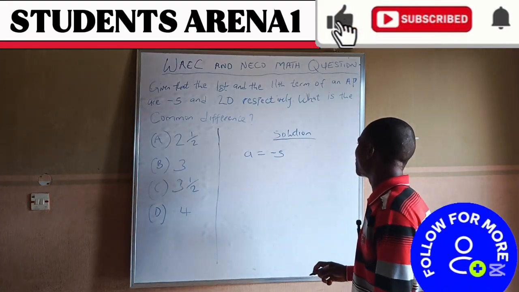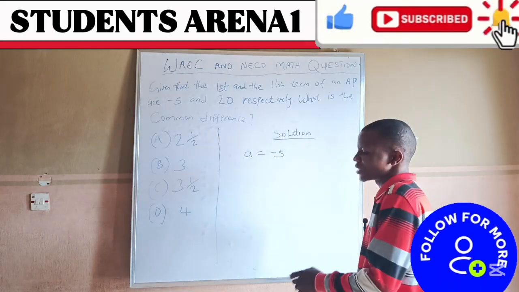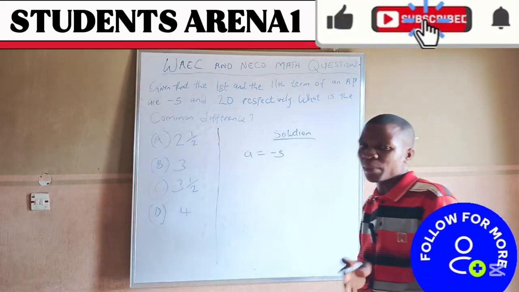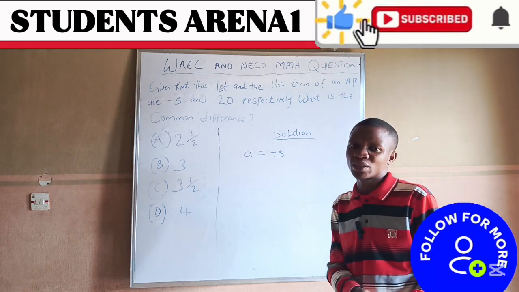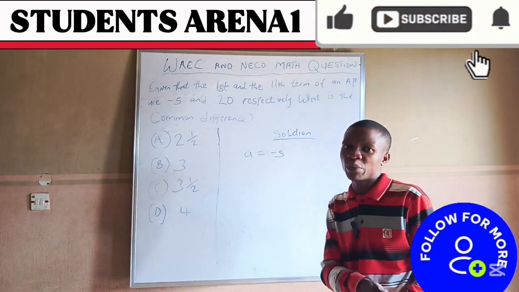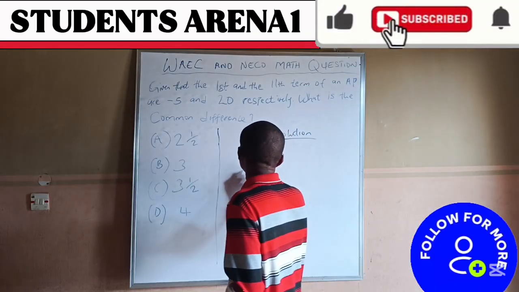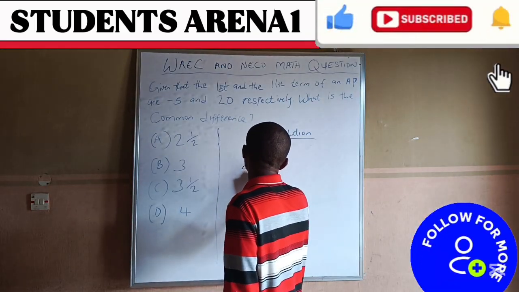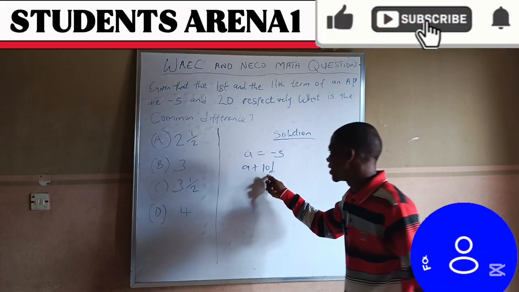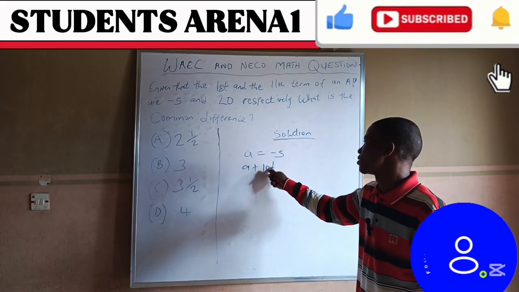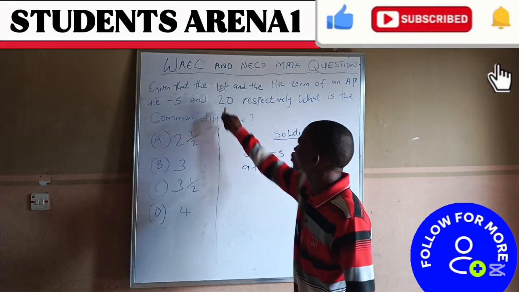How do you represent the 11th term? For the 11th term, you minus 1 from 11, then you get 10. Then you multiply 10 with D, that will be 10D. And then you add A to it. What I mean is that for the 11th term, this is A plus 10D. Now you minus 1 from 11, you multiply with D, and then you add everything to A. A plus 10D equals what? Equals 20.